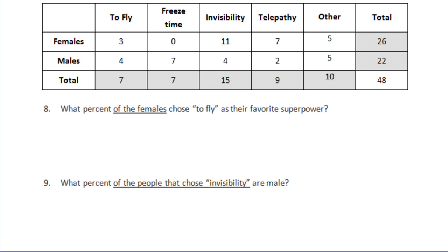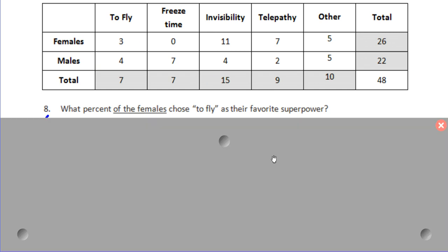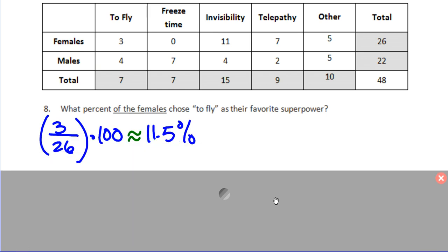All right, continuing on. What percentage of the females chose to fly as their favorite superpower? Now notice how this is different. They're changing it. Not all the students, just the females. So we have 26 females. How many chose to fly? Only 3. So 3 out of 26 times 100, that's 11.5%, rounding to the nearest tenth.